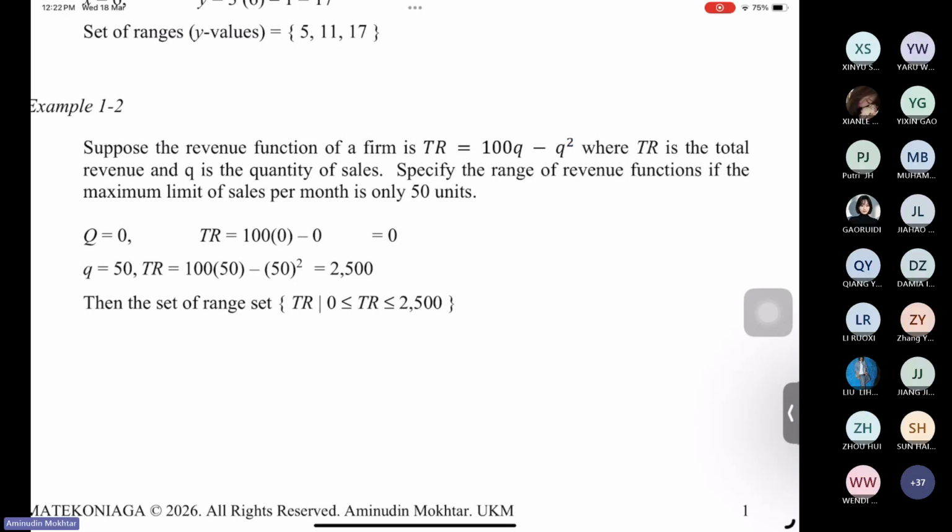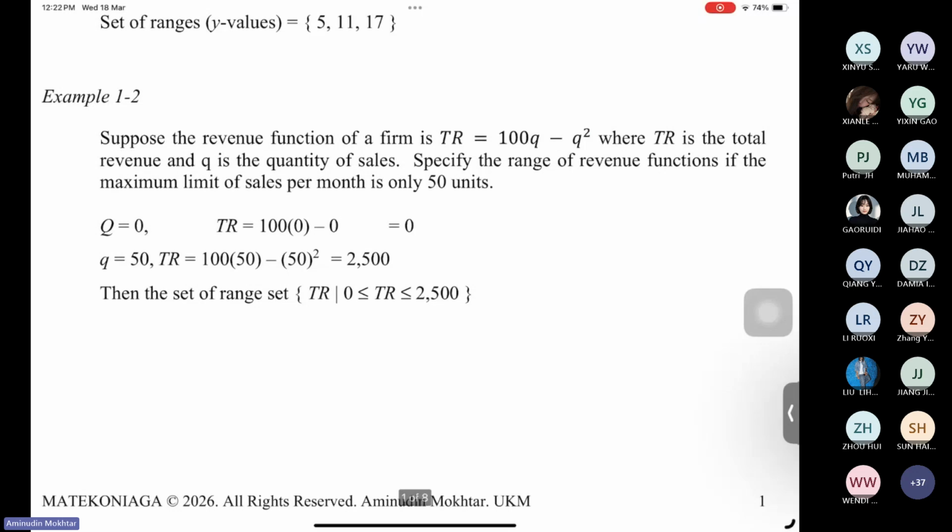Okay, suppose the revenue function of a firm is TR = 100Q − Q², where TR is the total revenue and Q is the quantity of sale. Specify the range of the revenue function if the maximum limit of sale per month is only 50. What is TR if the maximum limit of sale per month is 50? Okay. Now, this example will show you how to relate the theory and the application.